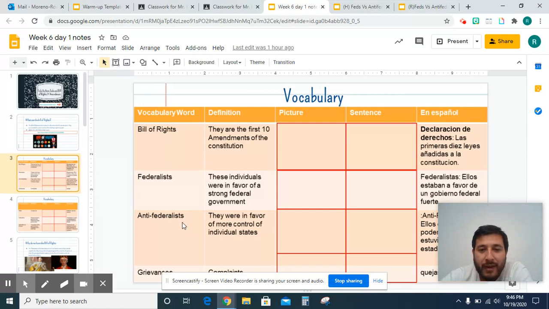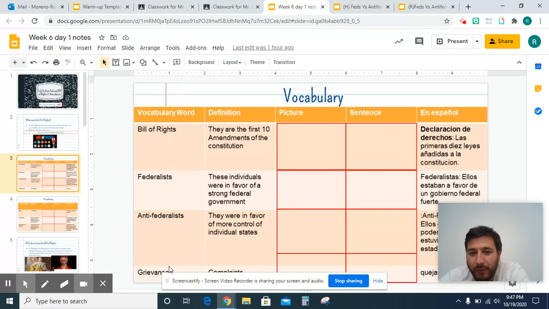Then the anti-federalists, they said, nah, we just got a king, and he was violating our rights, and you're going to do the same thing with a big government, okay? So we don't like this. And so what they favored was more the rule in the states, okay, or localized level, okay? Then we have a grievance, and that just means that it's a complaint, okay?